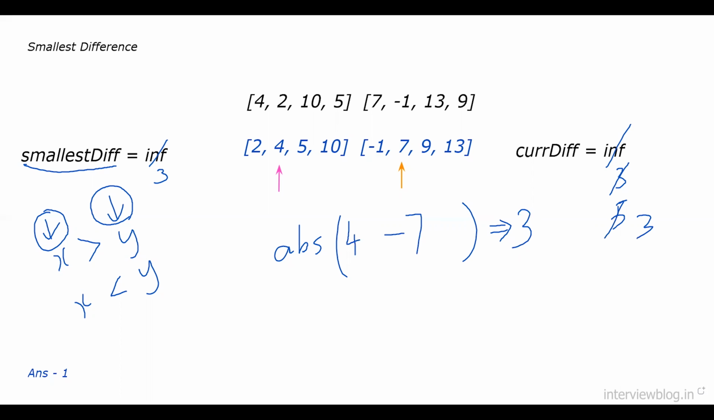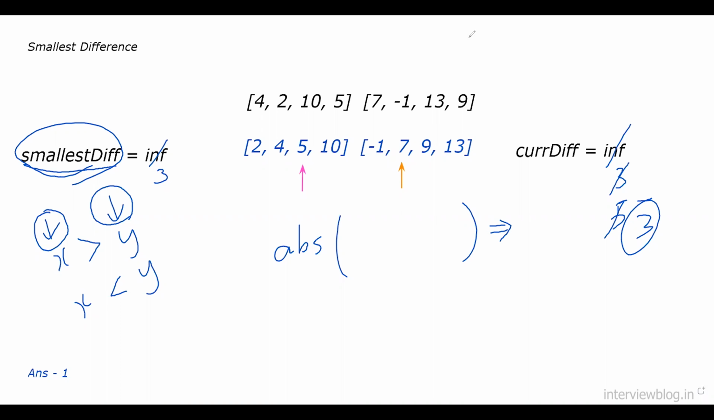Our next step is to find which pointer to move forward. So we will be comparing 4 and 7. Since 4 is less than 7, we will be moving the pink pointer forwards. After moving the pointers, we will be comparing the current difference, which is 3, with the smallest difference, which is 3.